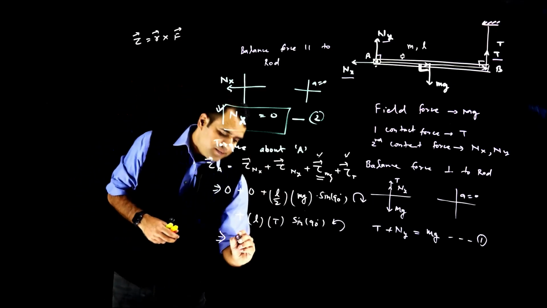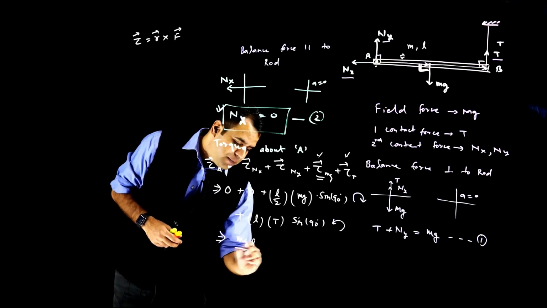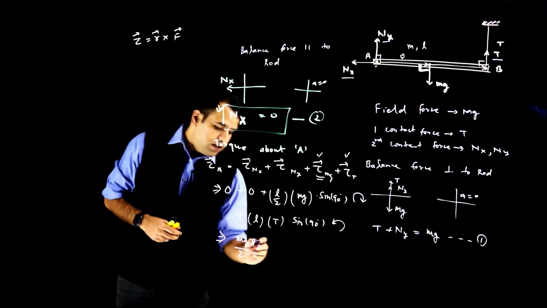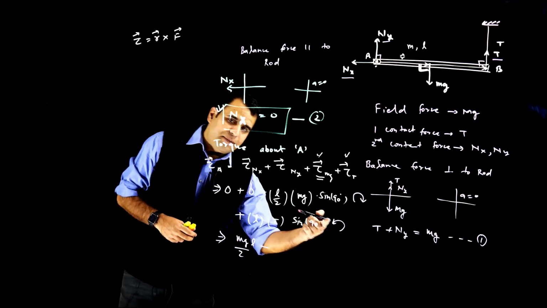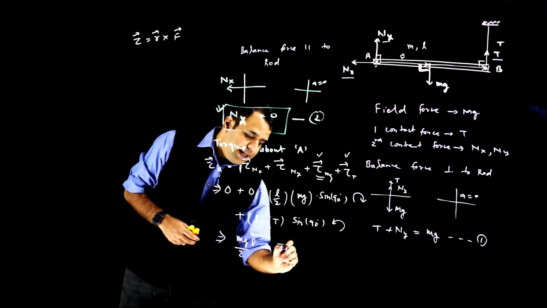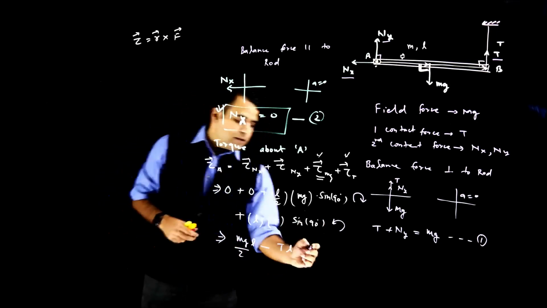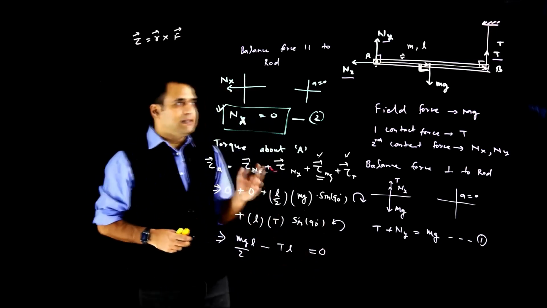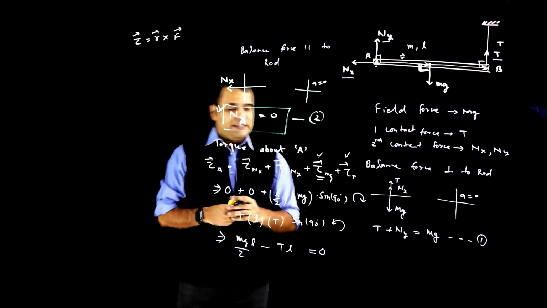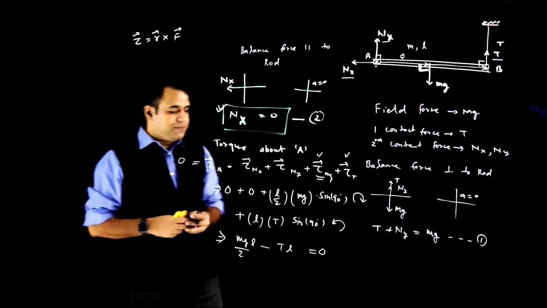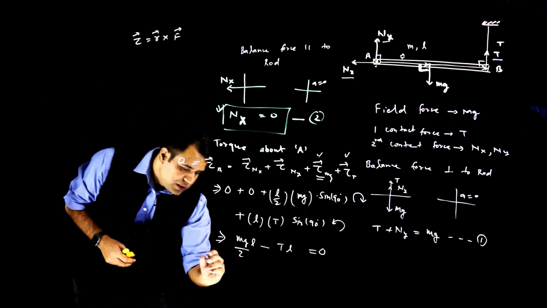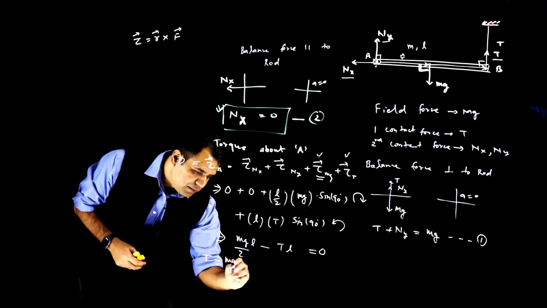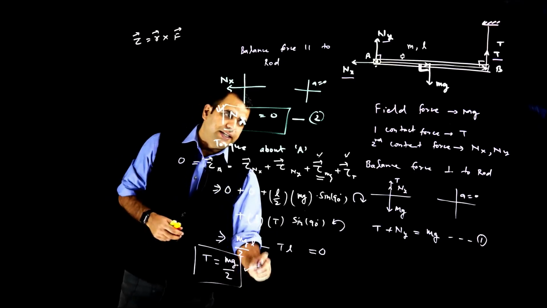So it will be mgL by 2, obviously sin 90 is 1, and I am taking this as positive. And this becomes negative by default, so minus T into L, sin 90 is 1. And that total is 0, because the system is in a balanced state, so the net torque acting on it is 0. L and L we can take common and cancel, so the tension becomes mg by 2. So with the help of this third equation, we get the value of tension also.